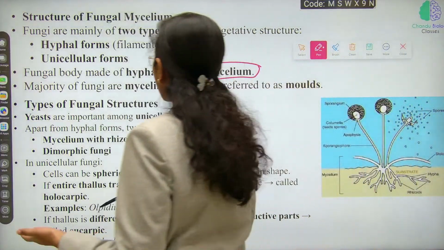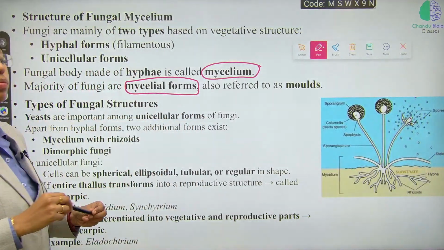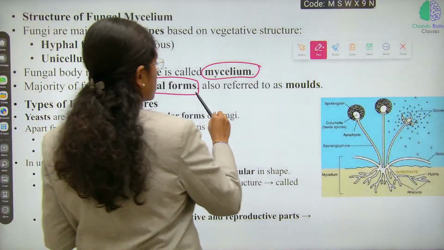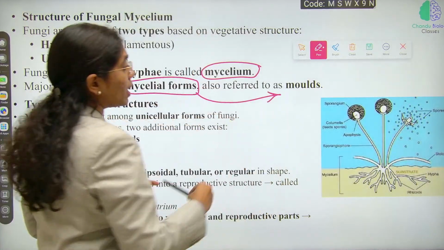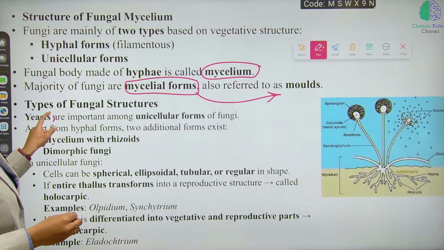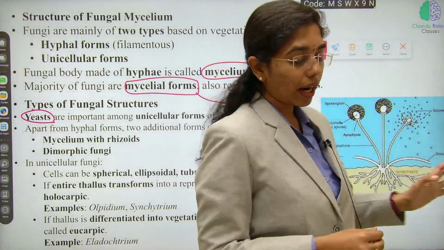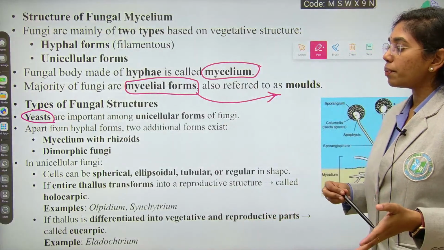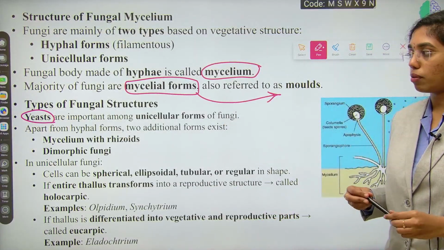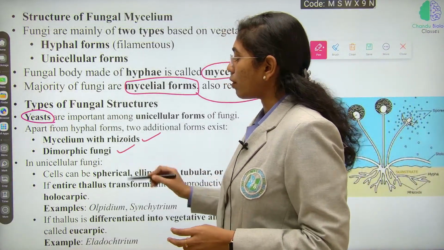Majority of fungi are mycelial forms, and they are referred to as molds. Next, types of fungal structures. Yeasts are usually unicellular forms. Apart from hyphal forms, we have two additional forms: mycelium with rhizoids and dimorphic fungi.